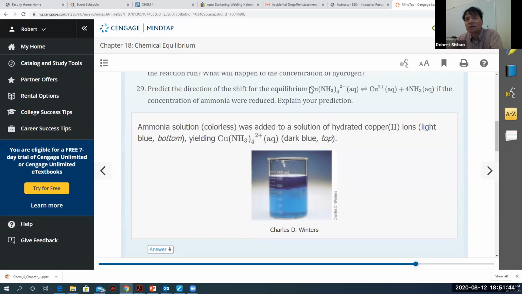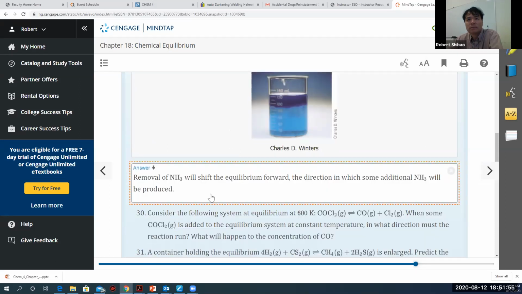We add ammonia, we shift it to the left. We reduce ammonia, we shift it to the right. We can add copper, we'll shift it to the left. Reduce copper, shift to the right. So shift to the right is forward.